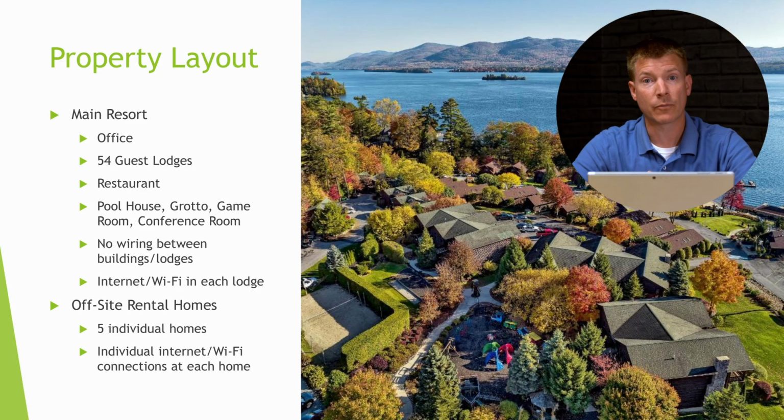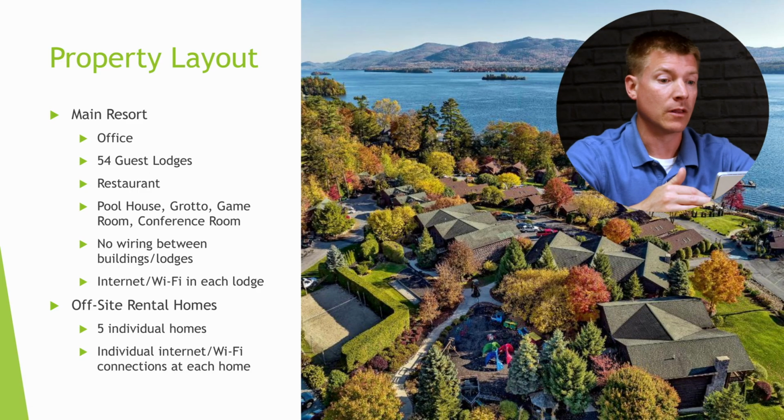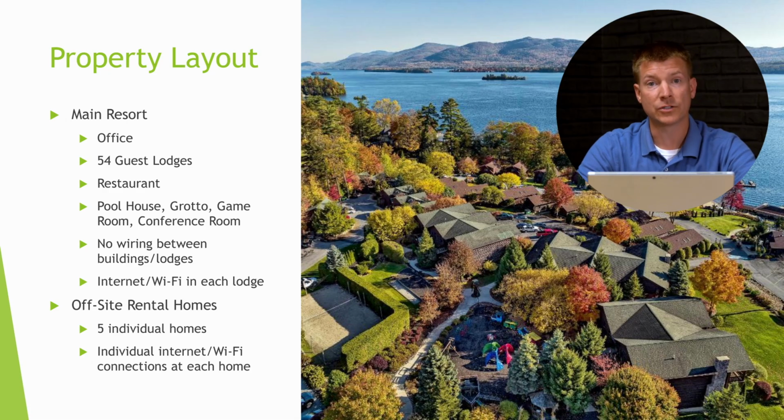And we'll take you through the layout of the property to get an idea of what the system looked like and what it had to do. So in the main resort on the main property, there's an office, 54 guest lodges, a restaurant, a pool house, a hot tub, game room, conference center. There's no wiring between the lodges. There's some old phone wiring, but nothing to support IP wiring. And we'll get into how we handle that soon.